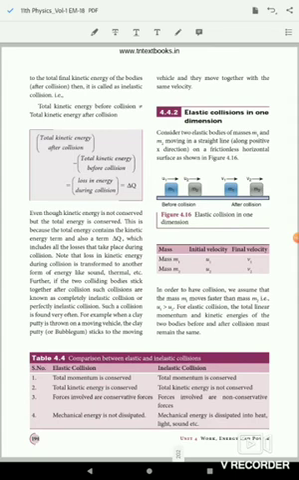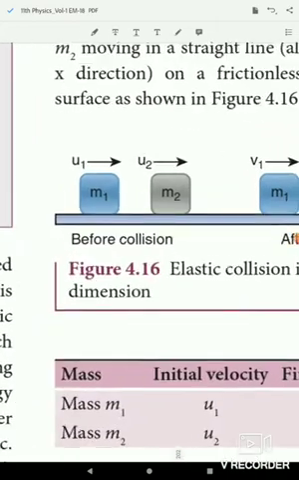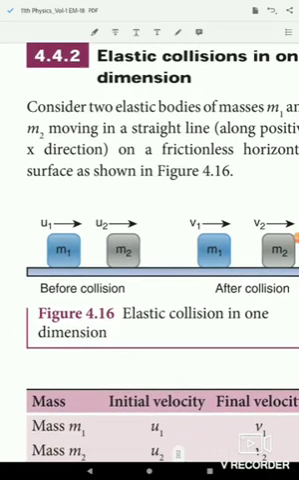And the next topic is elastic collisions in one dimension. The first body has mass m1 and initial velocity u1, and the second body has mass m2 and velocity u2. They move in a straight line along the positive x-axis on a frictionless horizontal surface.